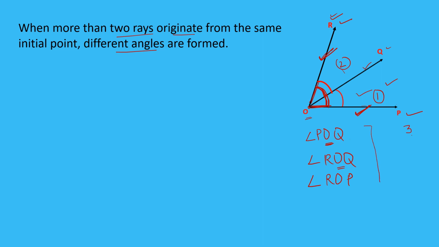How do we denote the angle? We have discussed this in the last slide. We cannot write angle O, angle O, angle O for all three angles because the vertex is the same. We cannot distinguish which angle is meant. For this we should know how to denote the angles with all three points. So the first angle is POQ, the second angle is ROQ, and the full angle is ROP. These are the three angles formed when we have three rays originating from the same point.